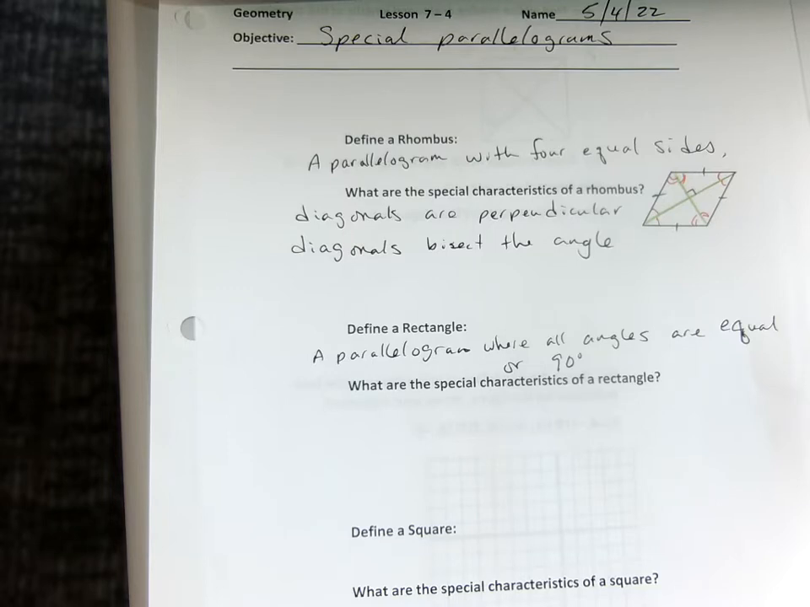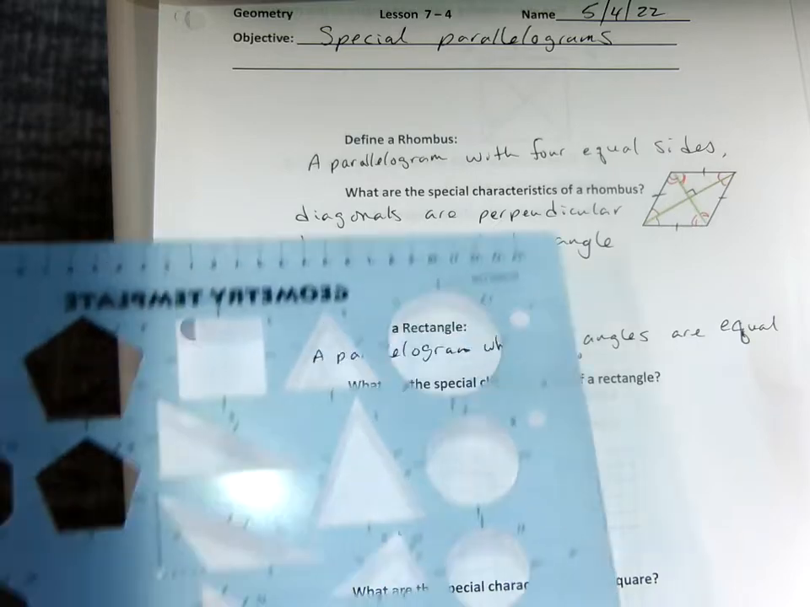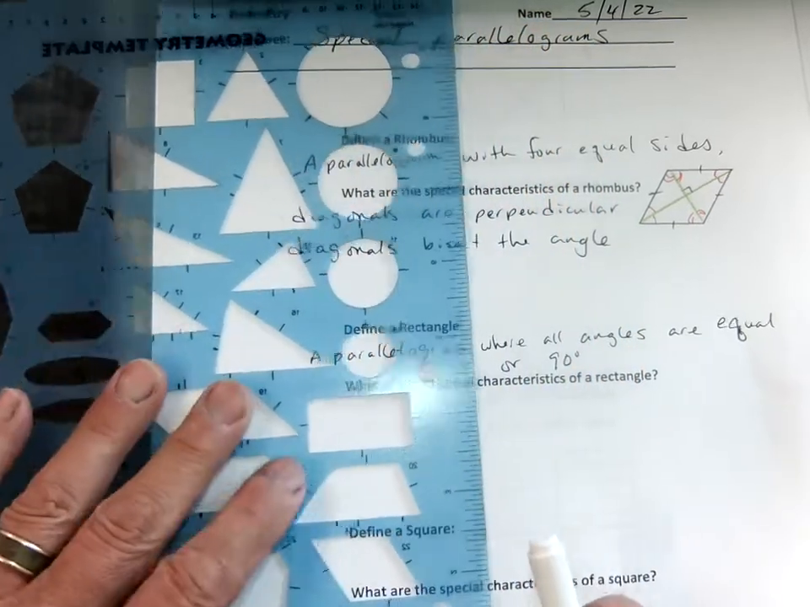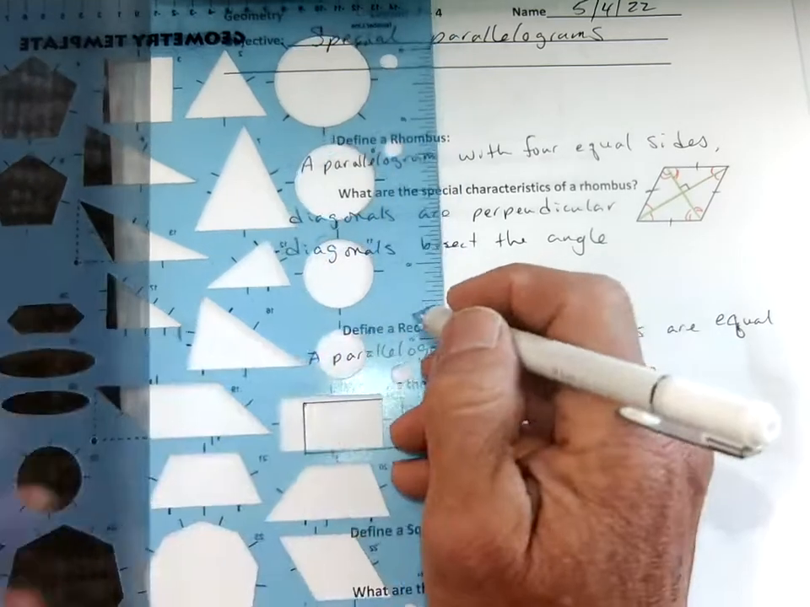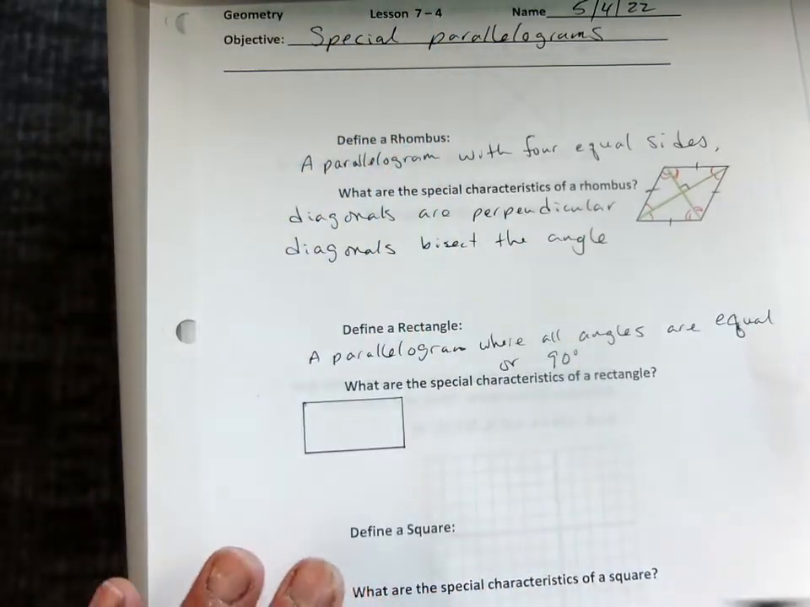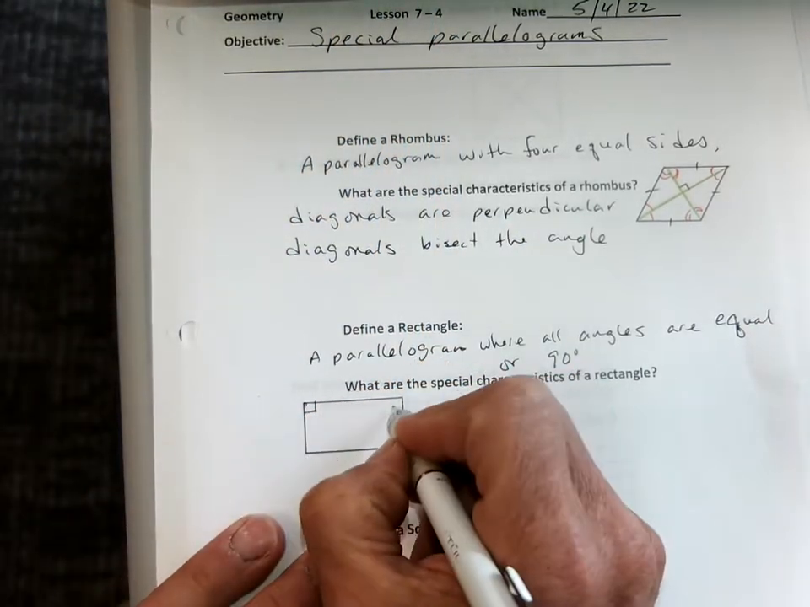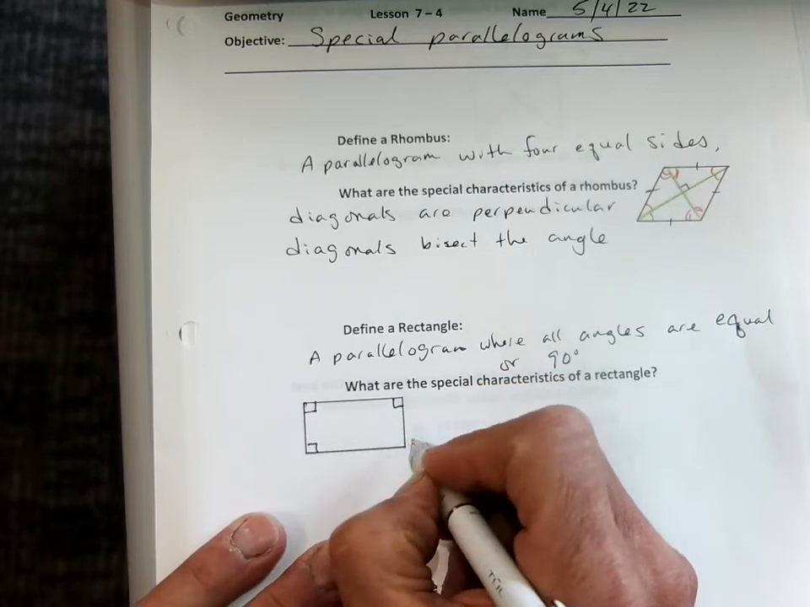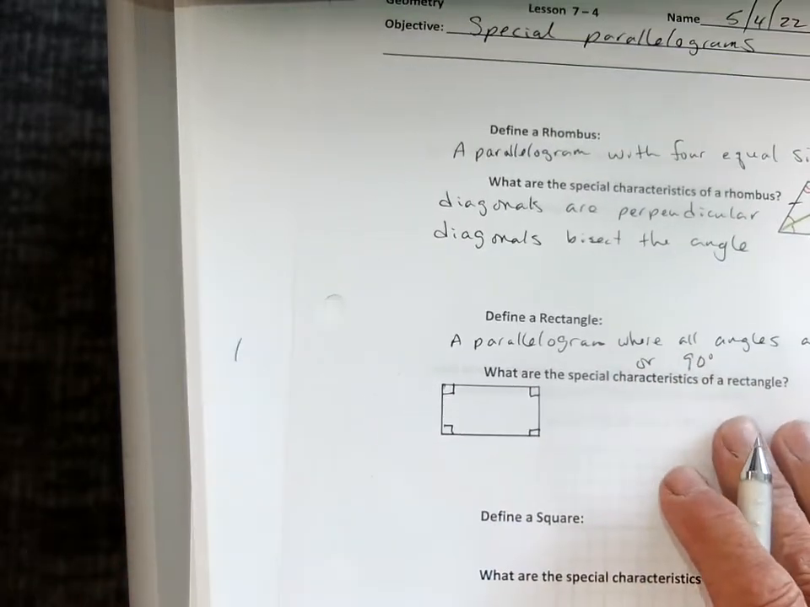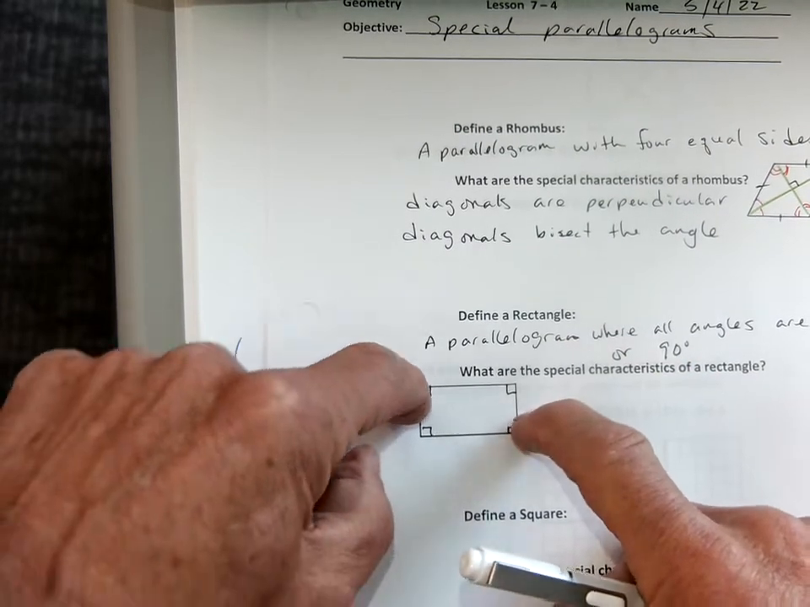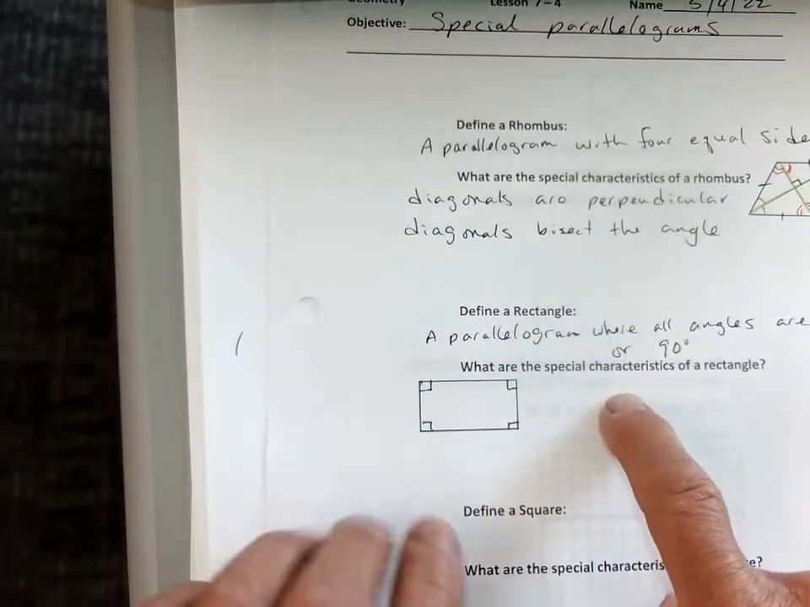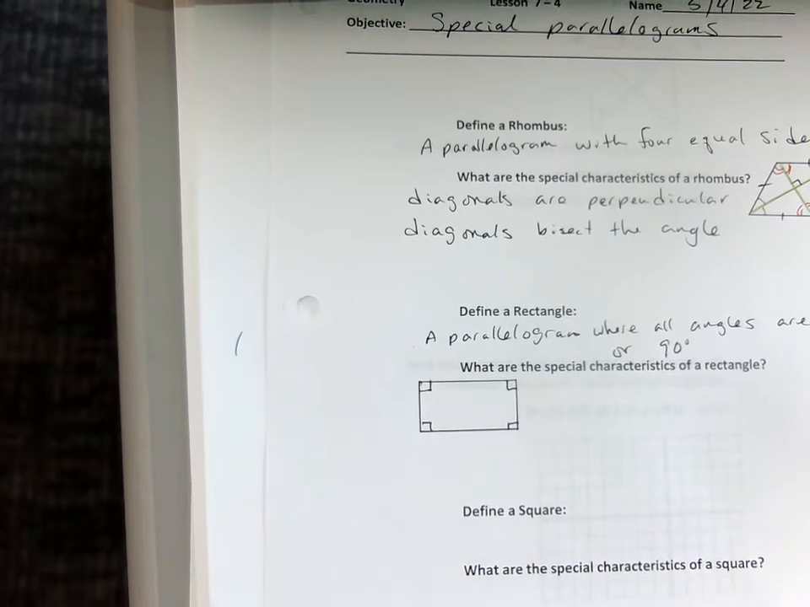Okay. So let me go ahead and draw a rectangle. I think I've got one right here. Here's my rectangle. We know we're going to put in our 4 right angles. It makes it a rectangle. And it has all the same characteristics as the parallelogram. Opposite sides are equal, they're parallel, diagonals bisect each other, we know that. But there's something more unique about it.